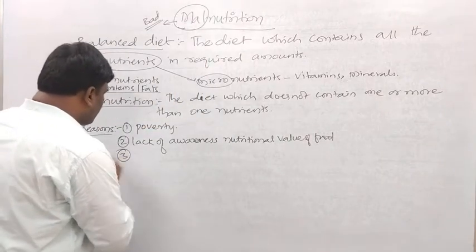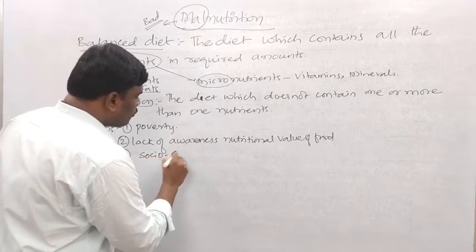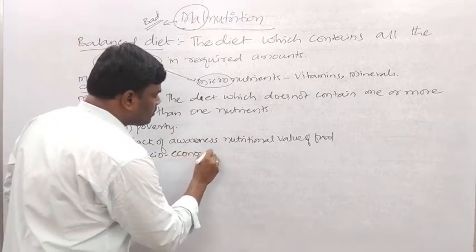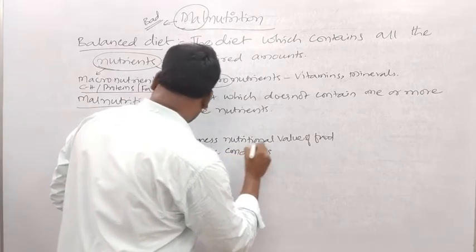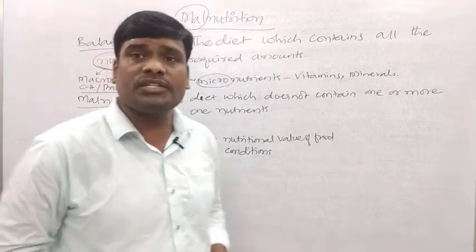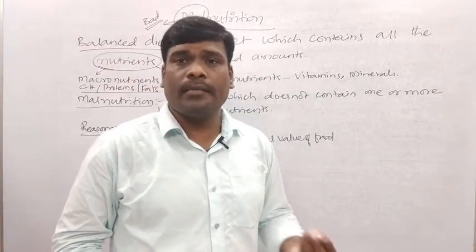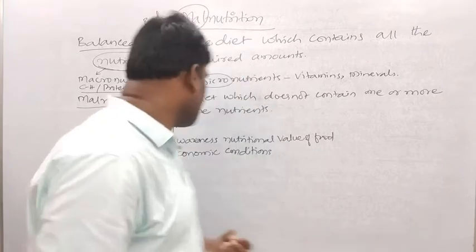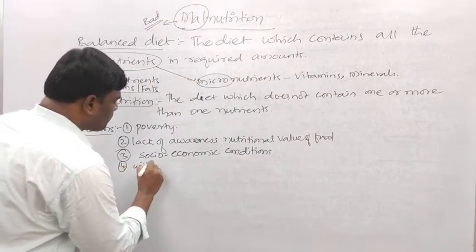And what is the third one? The third point is maybe socio-economic conditions. Economic conditions, children. So maybe because of their social and economic status, they may not get a proper amount of nutrients, children. Okay.